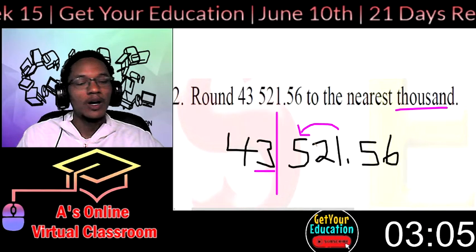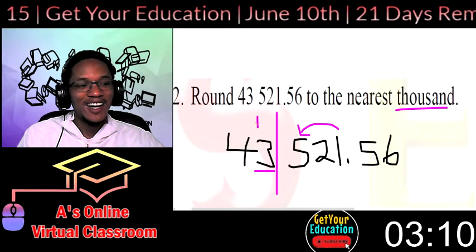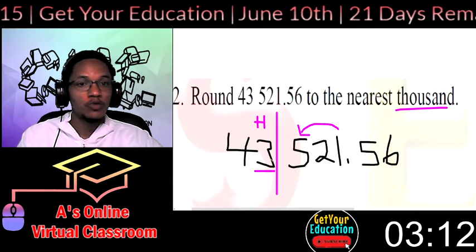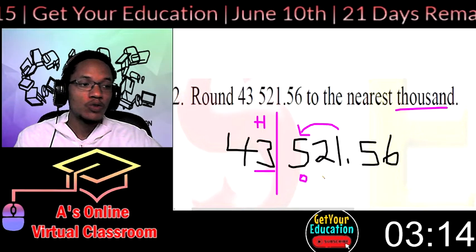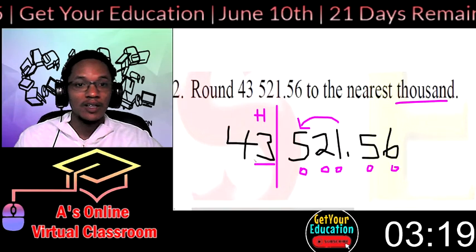If this number after the line is 5 or more, that means I have to add 1 to the number before the line and put zeros for all the numbers coming after the line. As a full process, make sure and memorize that.